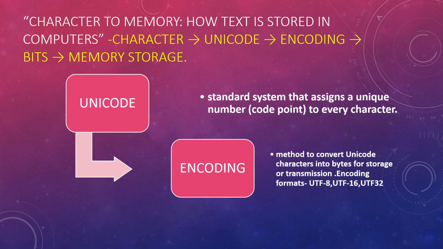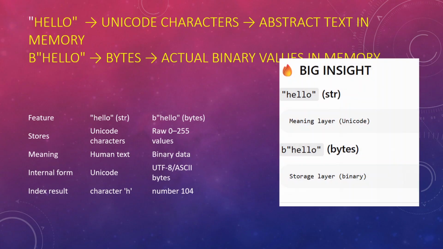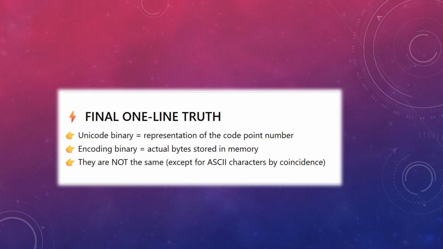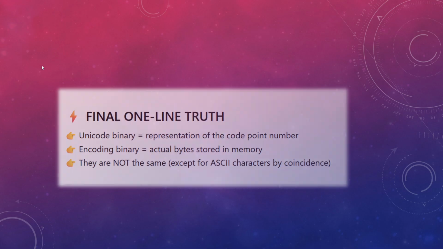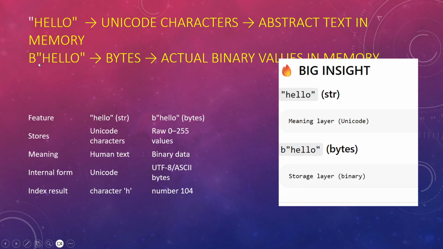Moving on to the next slide. What happened when we did hello? This string is converted into Unicode characters and then abstract text in memory. But what happens when it is b hello? This is a small b, and there is a typo here, please ignore it. What I want to highlight is that the small b represents the binary byte hello.